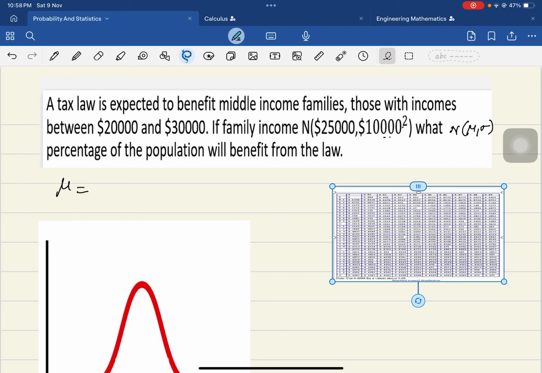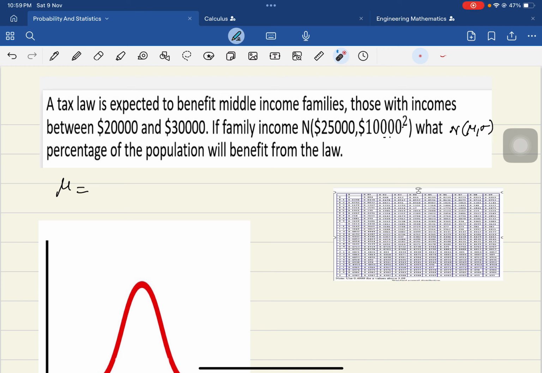So a tax law is expected to benefit the middle income families, those with incomes between $20,000 and $30,000. If the family income is denoted by N of $25,000 comma 10,000 square dollars, what do you mean by this? N stands for normal distribution, and 25,000 is mu, and sigma is squared, so it is understood that it is sigma square. So what is sigma? 10,000.